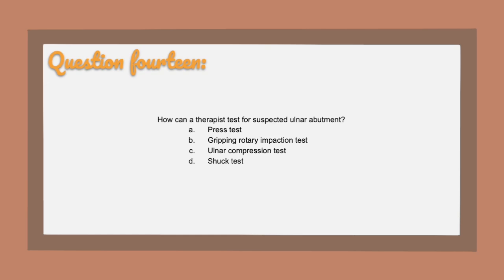Question 14, correct answer is B, the grind test. For this, you would perform the grip in pronation, supination, and neutral, and then calculate the grip ratio by dividing the supinated grip by the pronated grip. If the number is greater than 1, it is a positive test for ulnar abutment.